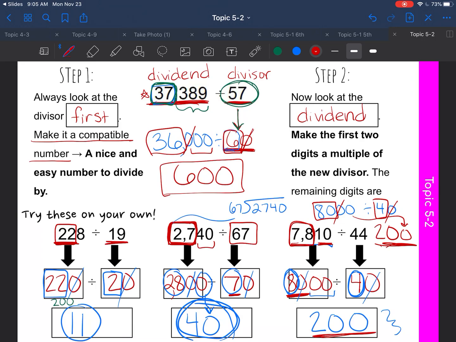Okay, so again, the biggest thing to do for this is to look at that divisor first. Look at that divisor first. Make that an easy number to divide by. And then only change either the first digit or the first 2 digits of your dividend. So it's a basic fact. And then all the other numbers you can just change into zeros. Because again, we're just estimating.